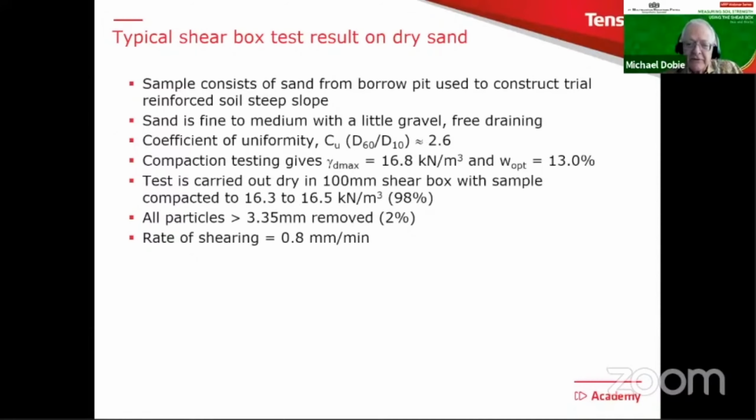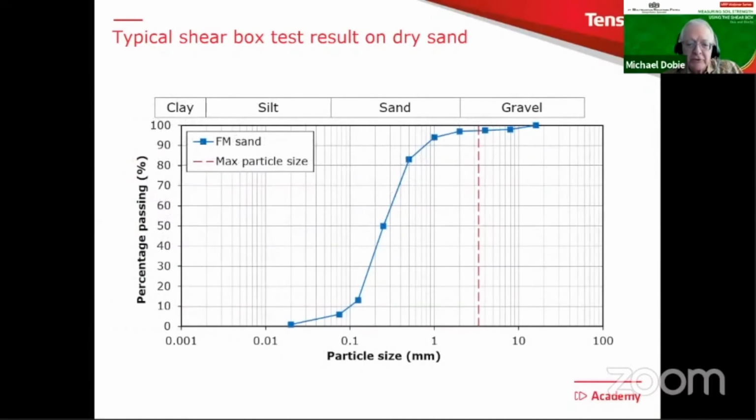So let's actually look at the test in detail. Before we do that, here's a particle size distribution curve for the sand that's being tested. It's a FM sand, fine to medium sand.